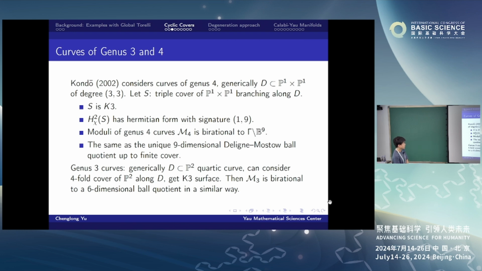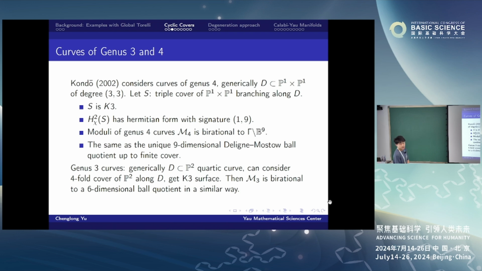So in fact, Kondo also studied the birational geometry behind these two sides. You need to blow up something and blow down something, and this is also explicit with a moduli interpretation. So in this case, we also have a theorem like global Torelli, but it's a little bit more complicated. This 9-dimensional ball quotient, as we will see later, is also the unique 9-dimensional Deligne-Mostow ball quotient. Deligne and Mostow studied many ball quotients, and this is a top dimensional example in their list. So this is the same up to a finite cover.